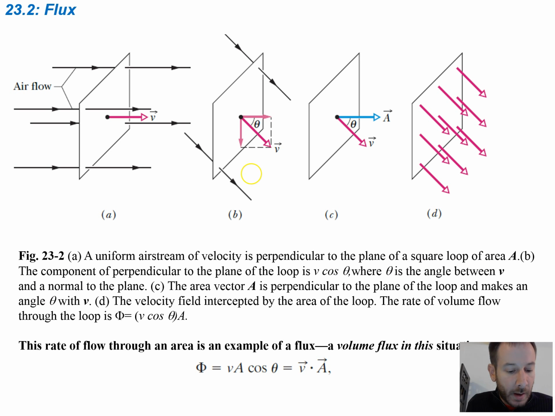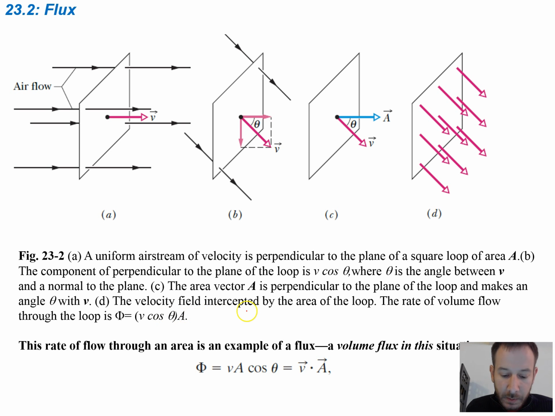In the second picture, the component of v perpendicular to the plane of the loop is v cosine theta, where theta is the angle between v and the direction normal to the plane. So if this is normal to the plane, and this is the plane itself, the angle theta is between the velocity vector and the normal to the plane. C shows the area vector A is perpendicular to the plane of the loop and makes an angle theta with v. So the area vector is normal to the plane.